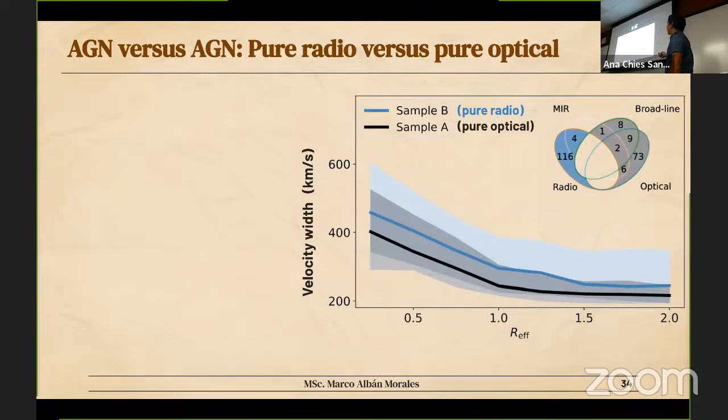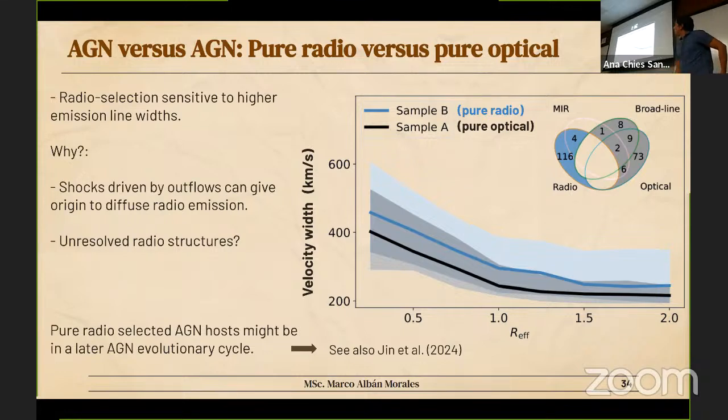Yes, so sample B is the radio one and sample A is the black one, which is pure optical. And when we compare them with each other, the sample B, which is the pure radio, has always more velocity widths at all annuli when compared to pure optical sample A. So some speculation here. So radio selection techniques are sensitive to having more emission and widths.